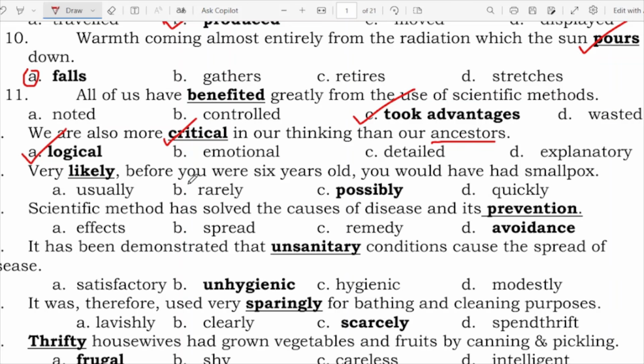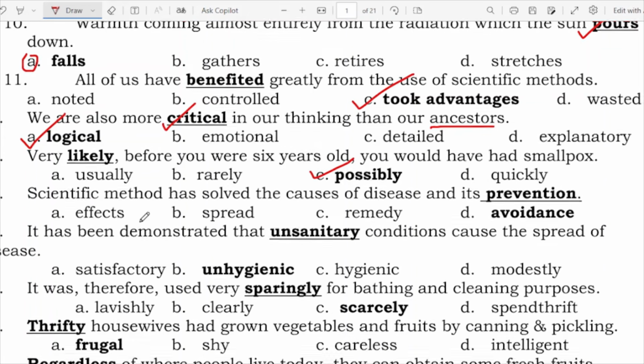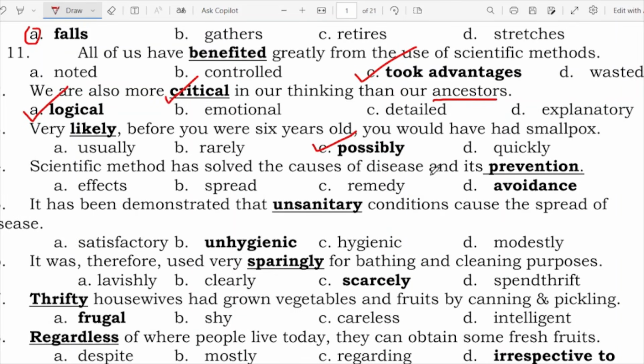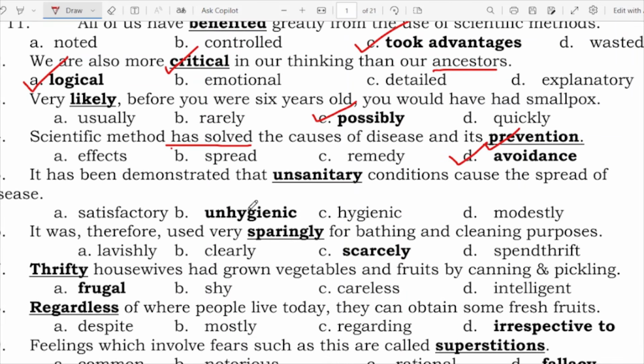Very likely before you were 6 years old, you would have had smallpox. The name of the disease is smallpox, and likely means possibly. Scientific method has solved the causes of disease and its prevention. Prevention means avoidance, and when you write the answer to the question, you miss the word has here. So write down scientific method has solved, okay? Or scientific method has helped us.